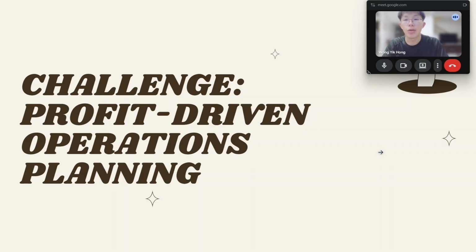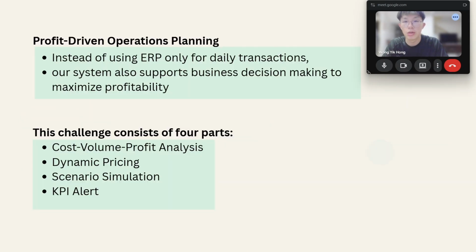Next, I'll be taking part of the challenge that we have faced, which is the profit-driven operating planning. Instead of using ERP only for the daily transaction, our system also supports business decision-making to maximize profitability. So this challenge consists of 4 parts. First is the cost volume profit analysis, dynamic pricing, scenario simulation, and KPI alerts.